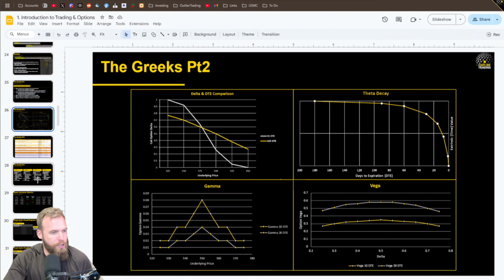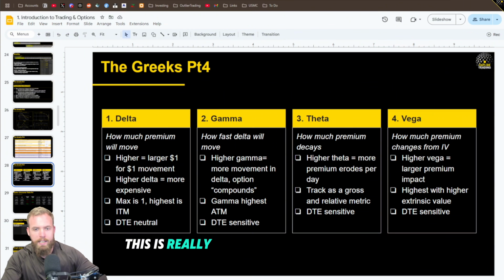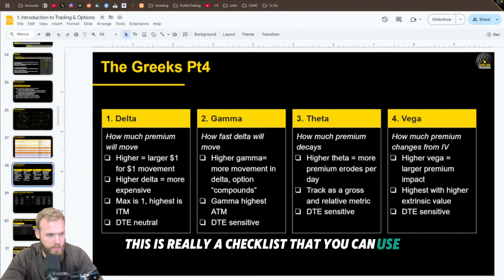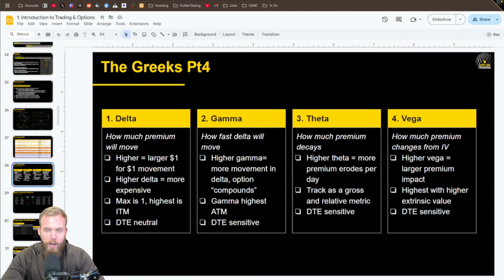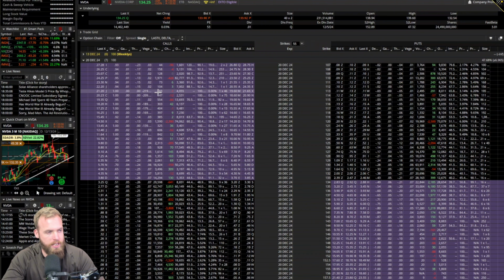So I want to fast forward to this. This is really a checklist that you can use to help think through how to use these. And I want to use some examples with you. So let's take a look at delta, and let's take a look at delta in a vacuum.